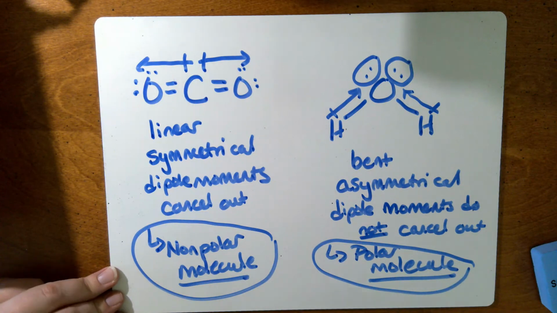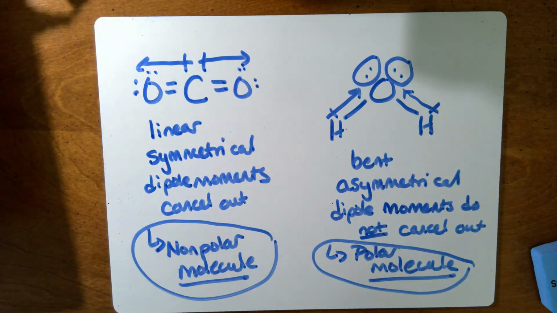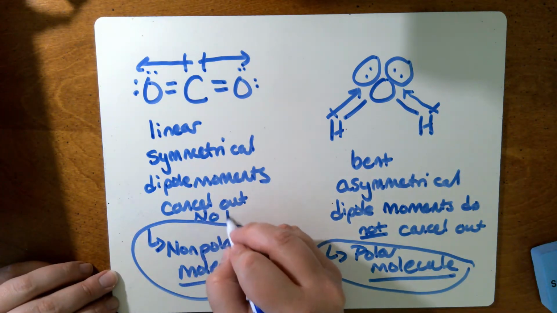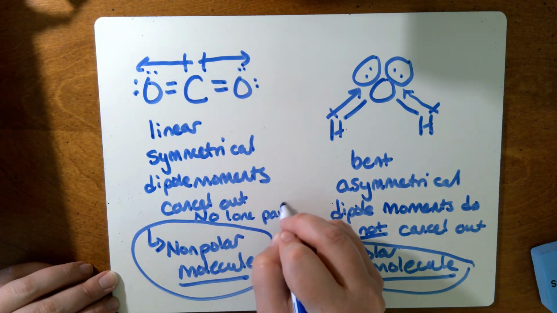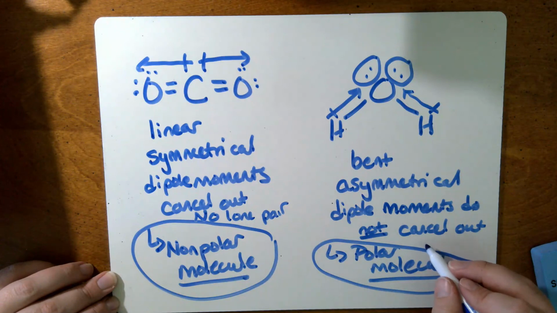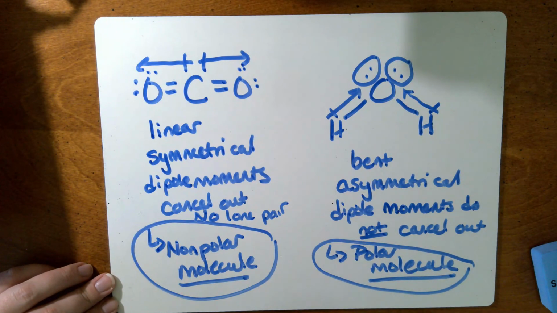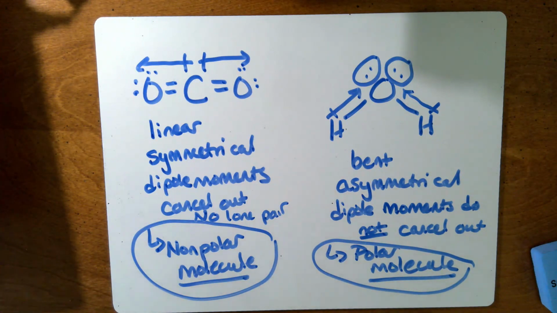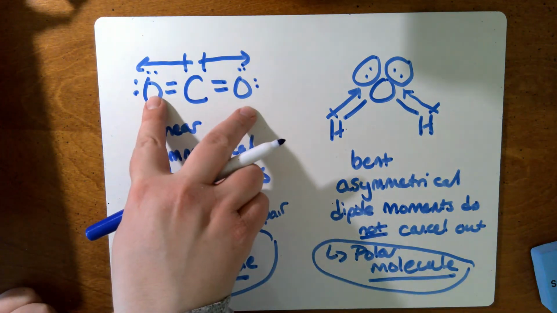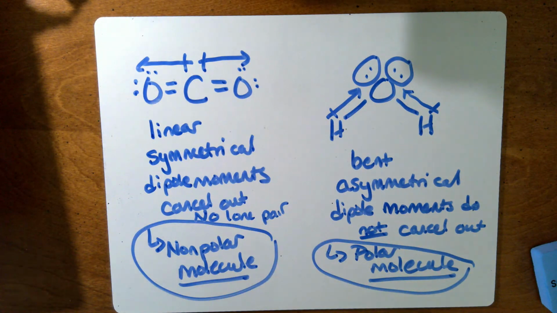The easiest way to tell is to look for a lone pair on the central atom. If there's no lone pair on the central atom, it's typically nonpolar. If there is a lone pair, then it's typically polar. Okay? Now, of course, there's all kinds of exceptions when we start talking about larger molecules. If these two atoms were different, then the dipole moments wouldn't cancel out. But this is a good place to start, looking for a lone pair on the central atom.